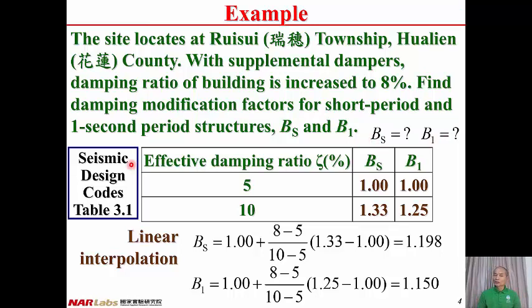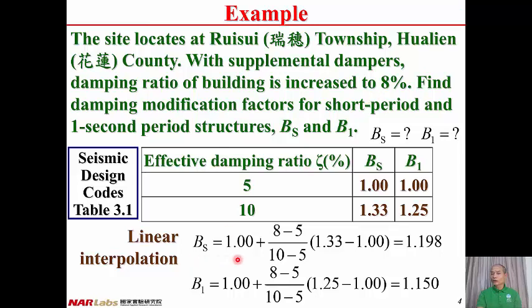From the Seismic Design Codes Table 3.1, we have the damping modification factors for damping ratio 5% and 10%. When damping ratio equal to 5%, BS equal to 1, B1 equal to 1. When the damping ratio is equal to 10%, BS equal to 1.33 and B1 equal to 1.25. Then we use linear interpolation to find the corresponding values for the damping ratio 8%.